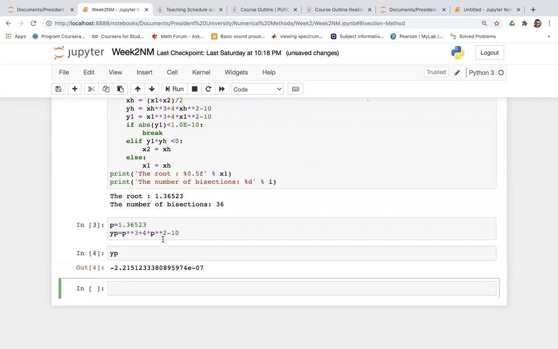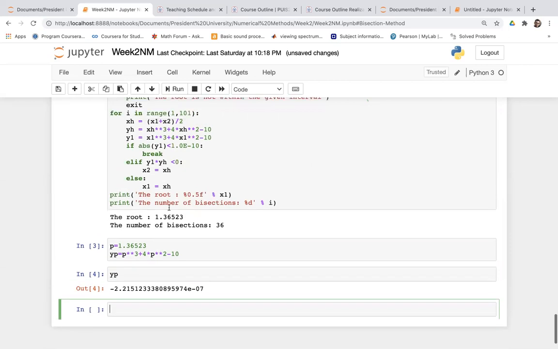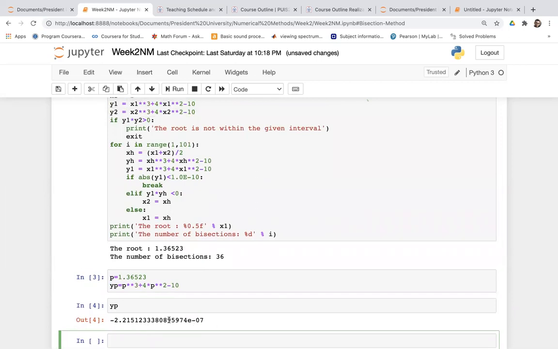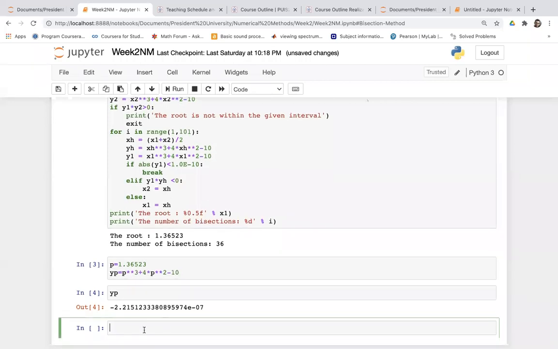Oh, is there something wrong here? You see that? Why is the result -2? Oh, look at this. It's minus 2 times e power minus 7. It's really small. You see, it's really close to 0, like 0.1234567 with a minus. That's how the program works.